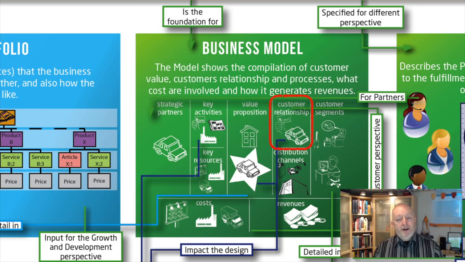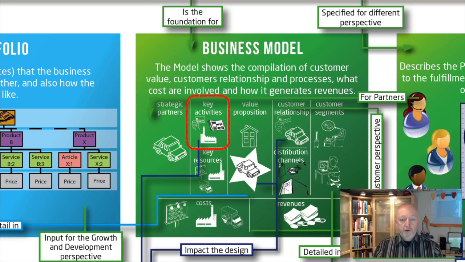Okay, so then we cover the right hand side, except the lower bottom with cost and revenues, and I will get back to those in a moment. But now we know what product, or products you have, several of them maybe, what customer segments you're delivering those to, how you're delivering it, and what relationship and how you build that relationship with your customers.